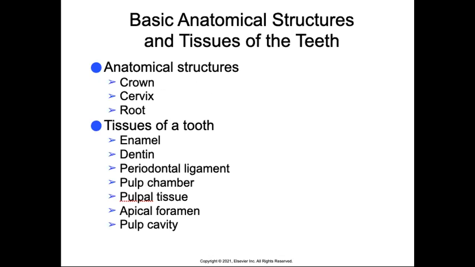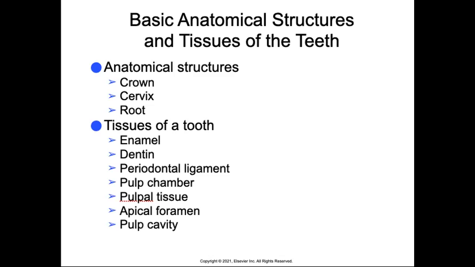Some basic anatomical structures of the tissues of the teeth include the crown. The crown of the tooth is covered with enamel. Then we have the cervix of the tooth, which is the neck of the tooth, the narrow portion of the tooth at which the tooth and the crown meet. And then there is the root. The root is covered by a thin, hard shell called the cementum.